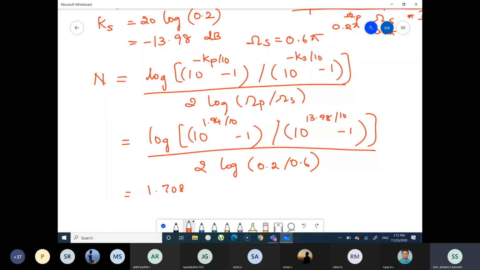So 1.7 we cannot use for the order, right? Because the order has to be an integer. So always round it off to the next highest integer. Okay. Always round it off to the next highest integer. So the order is 2. The order of this filter is 2.